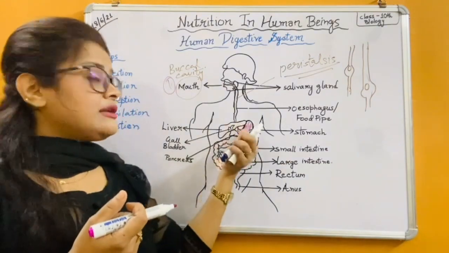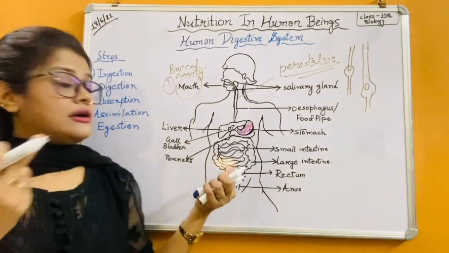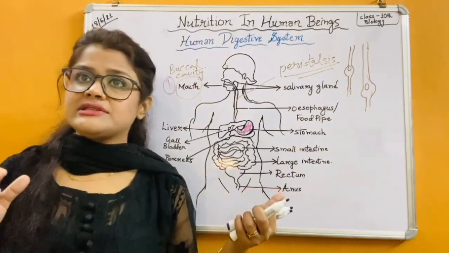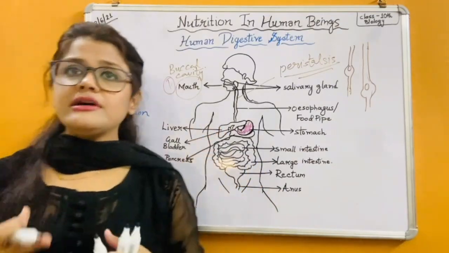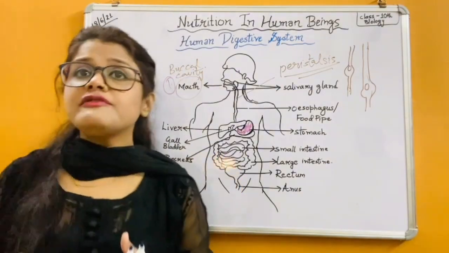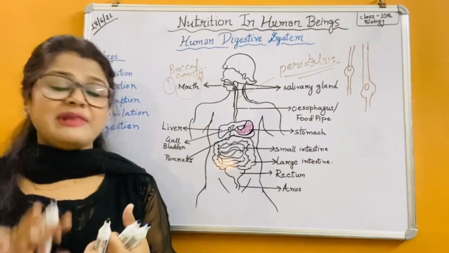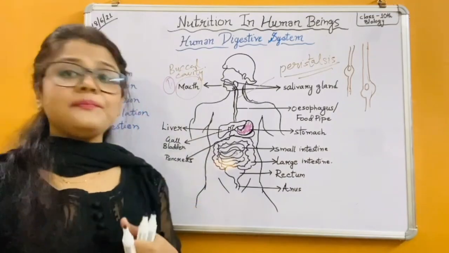It can hold about 1.5 to 2 liters of food, and most food is digested in the small intestine, while in the stomach the food is only partially digested. So most of the digestion takes place in the small intestine, not in the stomach.